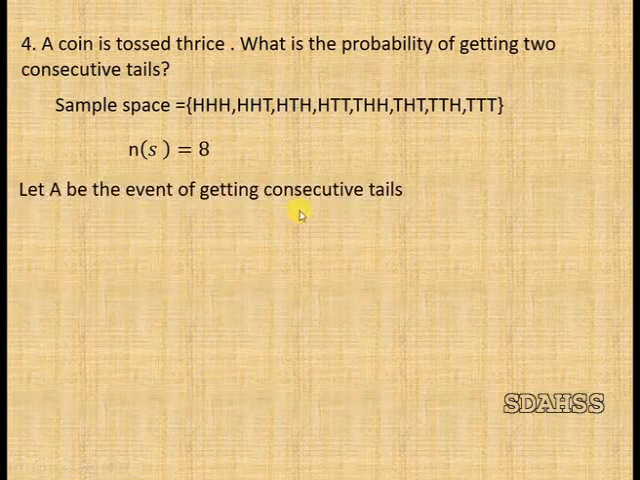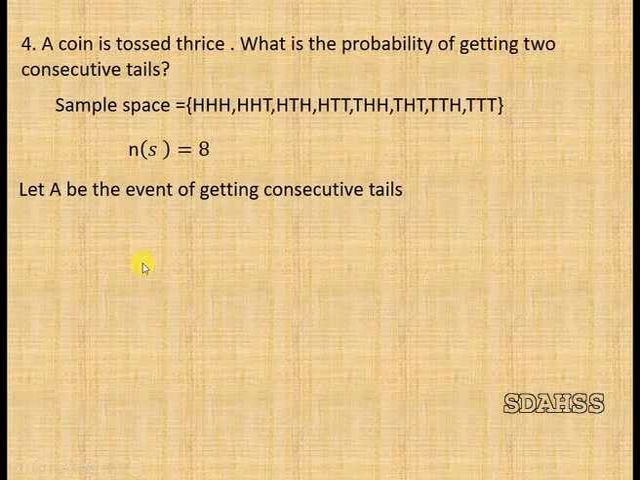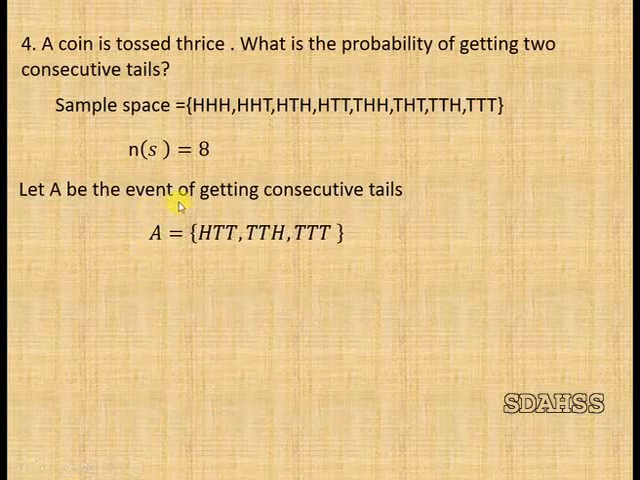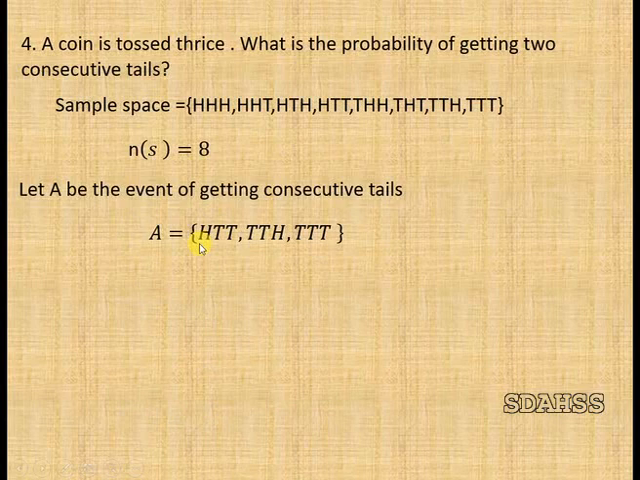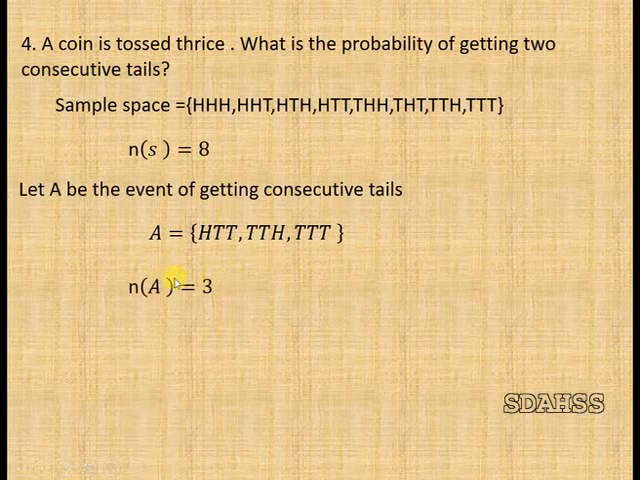Let A be the event of getting 2 consecutive tails. So A is equal to 2 consecutive tails. We want to write 2 consecutive tails: HTT, TTH, TTT. Then n of A is equal to 3.